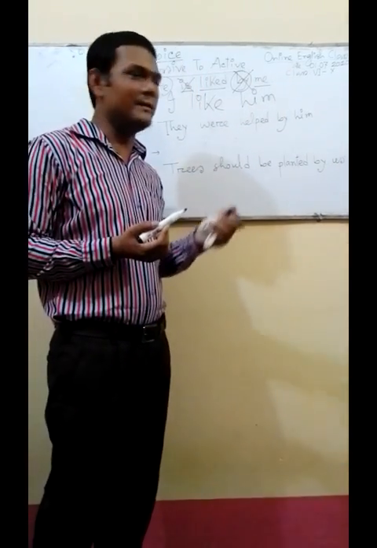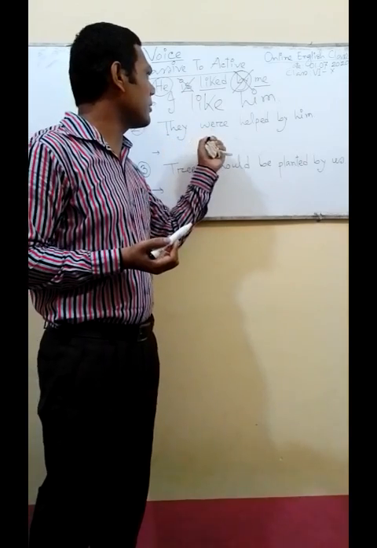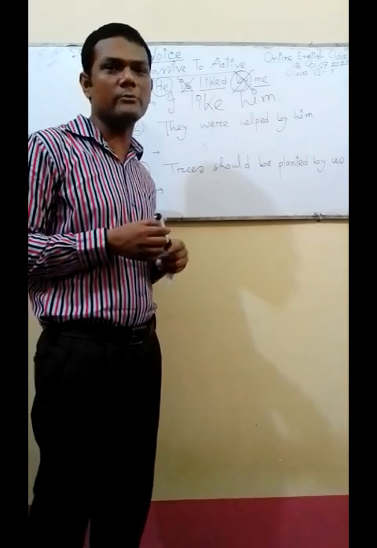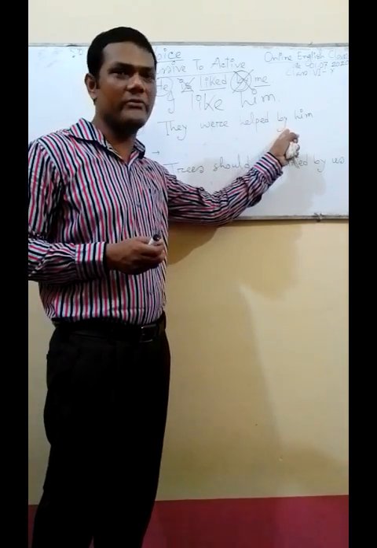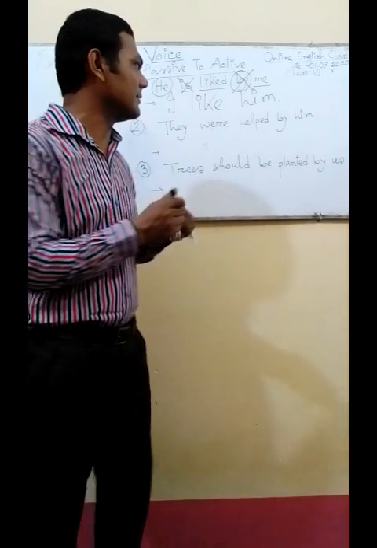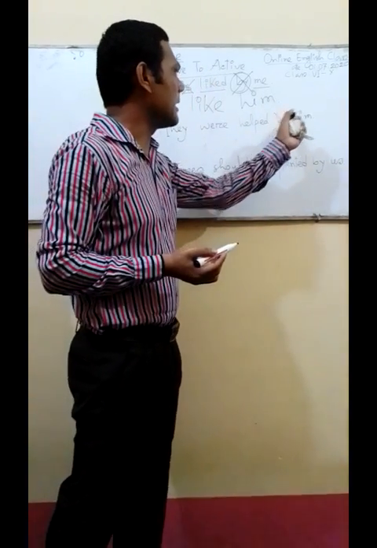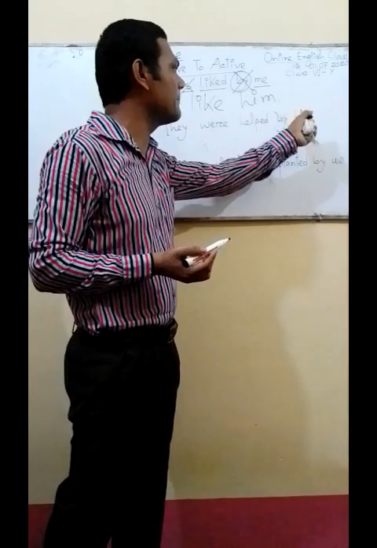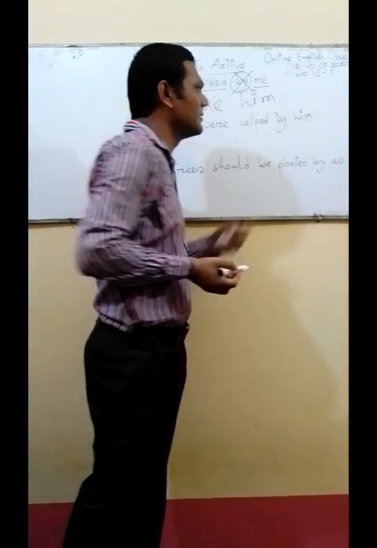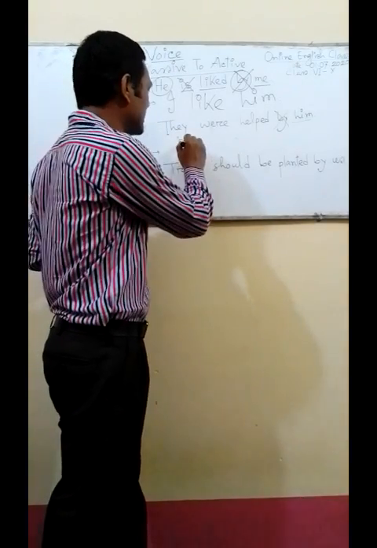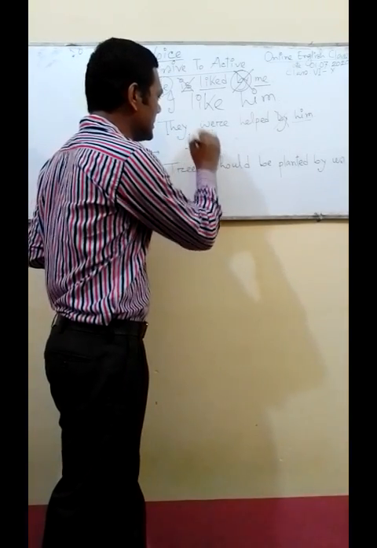Okay. In the next sentence, they were helped by him. Here your first and foremost duty is to find out by. Here there is a by, so you have to omit it or cut it. And then after by there is the objective form him, and you have to make it subjective form, and you know that him and he. So here you will write he.